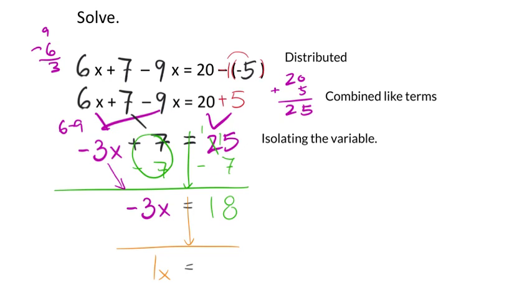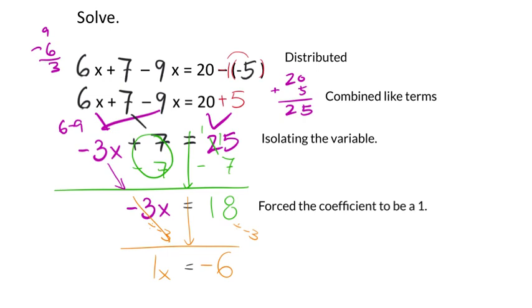So, how do we make that negative 3 a 1? Simply divide it by itself. But if you do it to one side, make sure to do it to the other side too. So negative 3 divided by negative 3 is 1. Here I got a positive divided by negative, so my answer will be a negative. And 18 divided by 3 is 6. We did it.